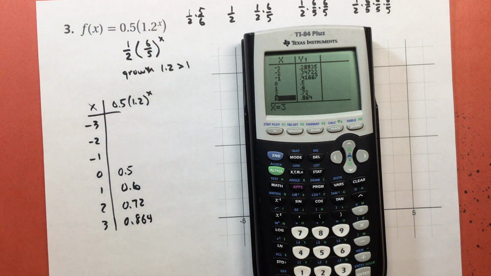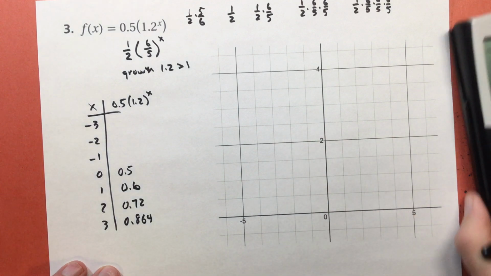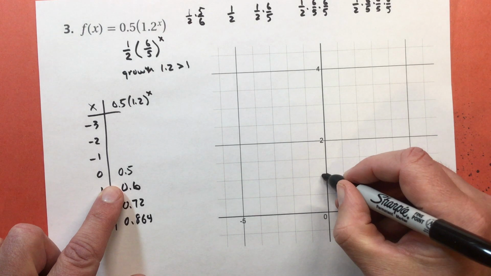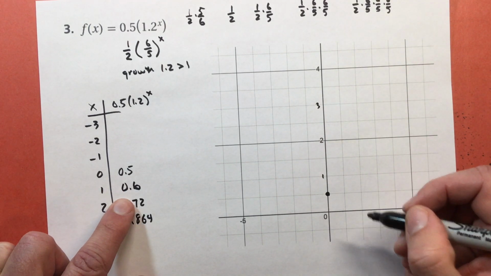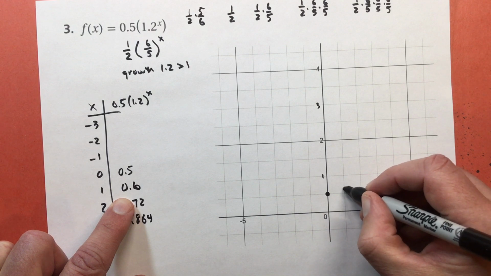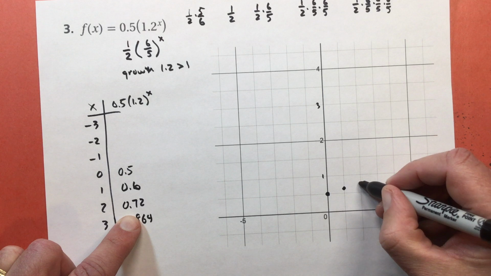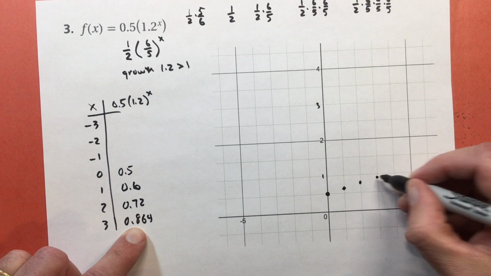It's not increasing a lot though, okay? It's a good thing I picked my graph this way. So 0 gives 0.5, this is 1, and this is 3, so 0.5 is right here. 1 gives 0.6, which is just a little bit higher. 2 is 0.72, which is just a little bit higher. And this is not quite at 1 yet.